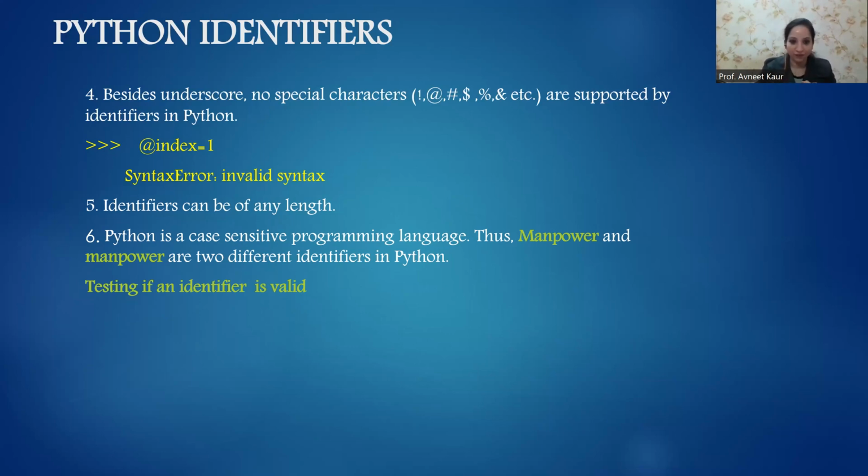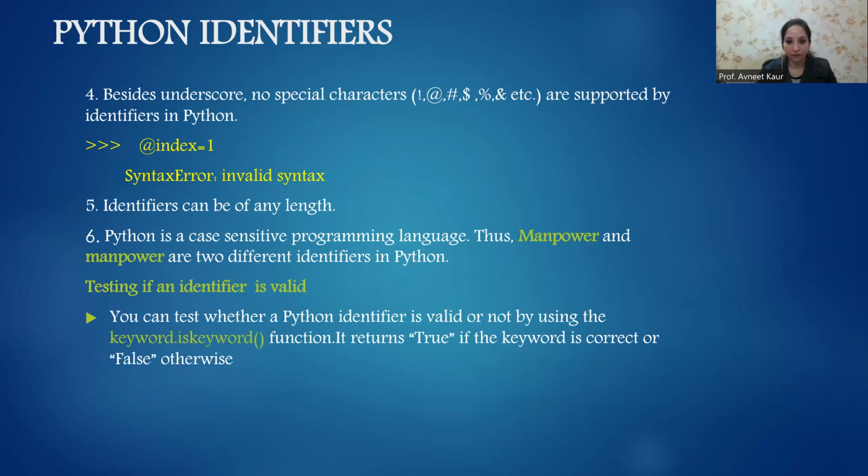We can check and identify whether a name is valid or not by using the function iskeyword. For that, we need to first import a module called keyword. If the keyword is correct, it will return true. If it is not a keyword, it will return false.